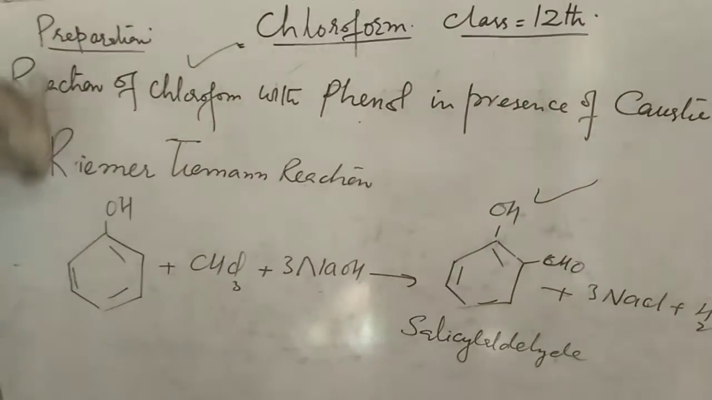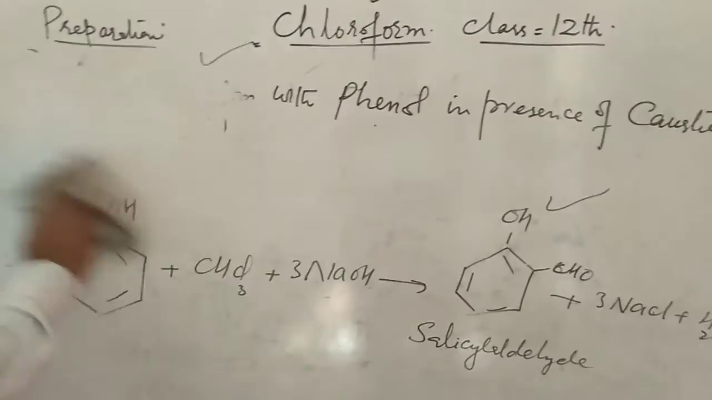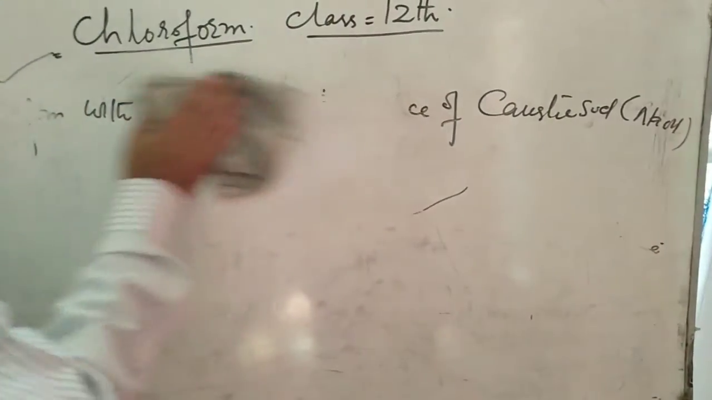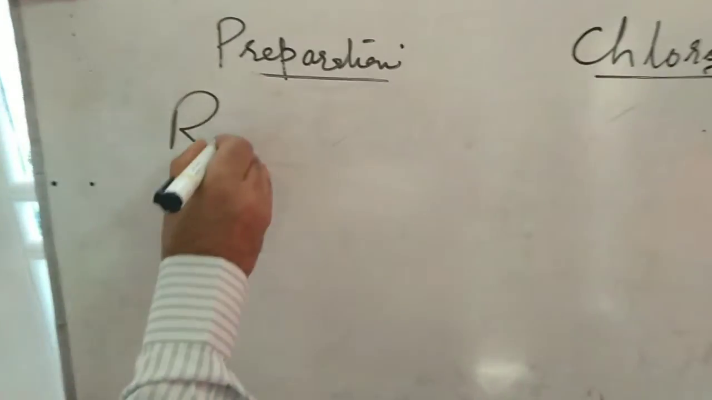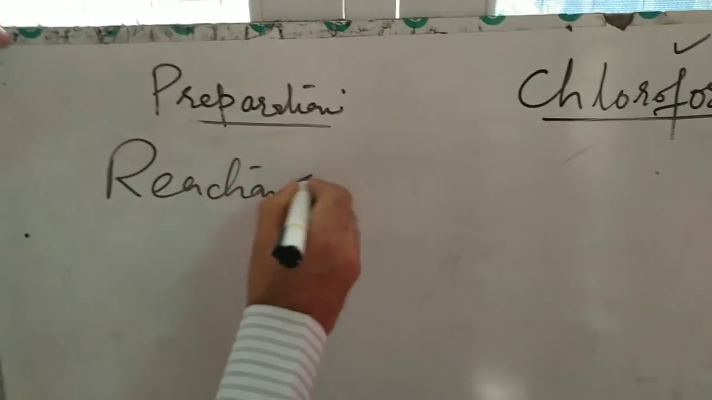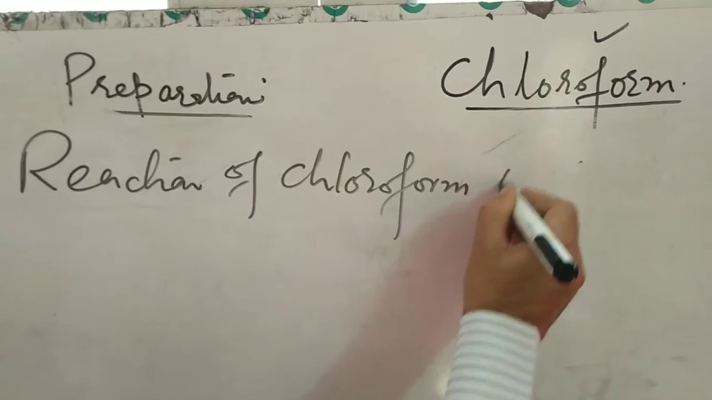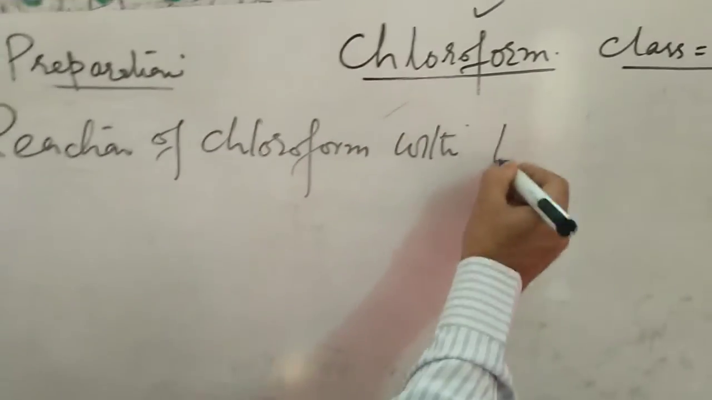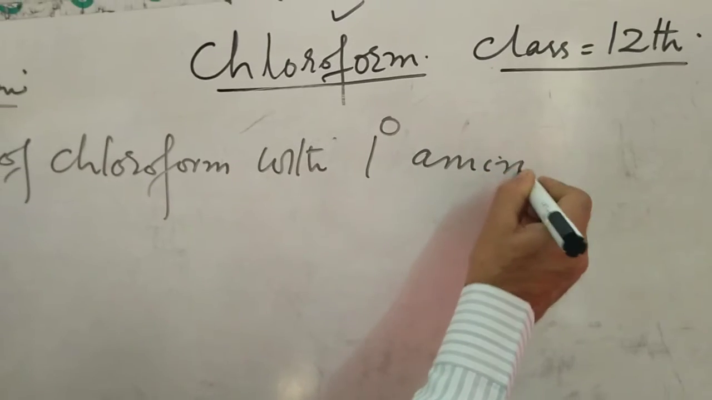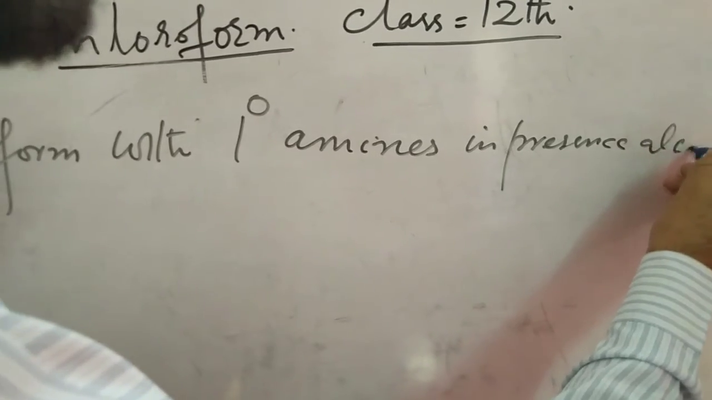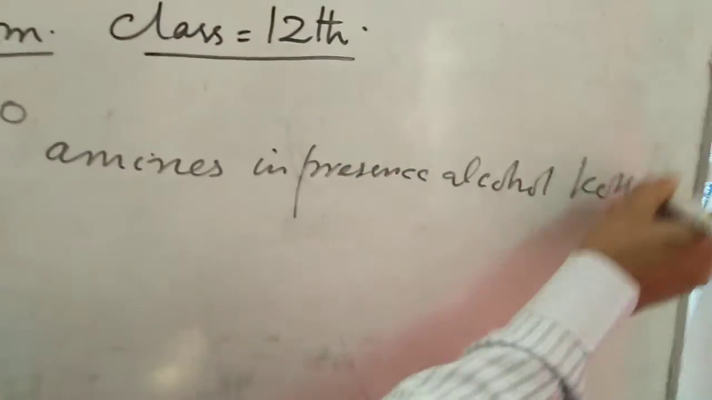Another reaction जो इसकी important reaction है, that is carbylamine reaction. Reaction of chloroform with primary amines in presence of alcoholic potassium hydroxide. A reaction of chloroform with primary amines in presence of alcoholic potassium hydroxide.